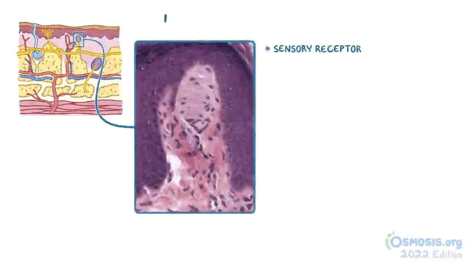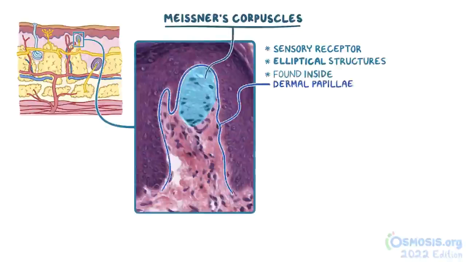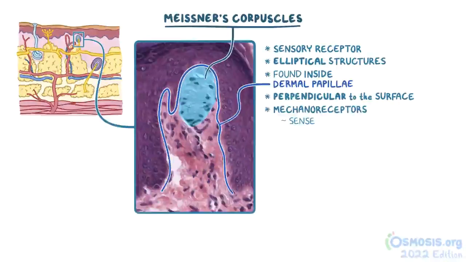Sensory receptors called Meissner's corpuscles are found in the dermis. These elliptical structures are found inside dermal papillae and are positioned perpendicular to the surface of the skin. They function as mechanoreceptors, which means they sense or respond to physical pressure or movement of the skin.